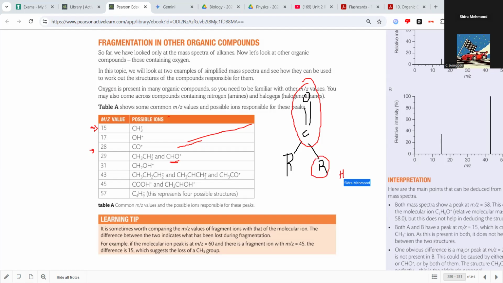Are you getting this? The carbonyl carbon is showing its peak at 28. But when the aldehyde is present, then it is showing at 29. Aldehyde may be formaldehyde or acetaldehyde. Okay, this is acetaldehyde. It is showing peak at 43. Acetaldehyde. Are you getting this, Wajid? CHO is aldehyde and CH3CO is acetaldehyde. Okay. And then alcohol is showing peak at this 45.